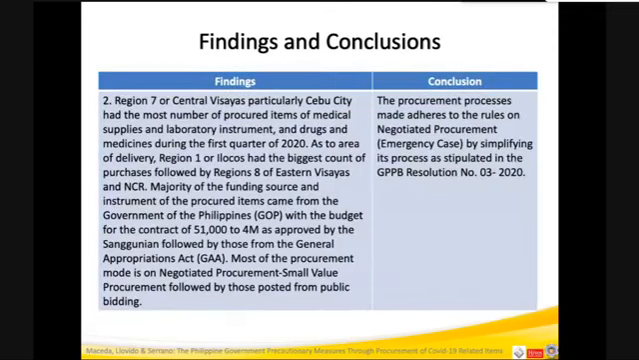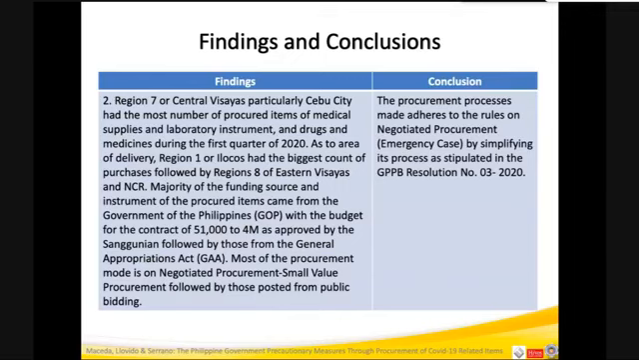For the next one, Region 7 or Central Visayas, particularly Cebu City, had the most number of procured items of medical supplies and laboratory instruments and drugs and medicines during the first quarter of 2020. As to area of delivery, Region 1 or Ilocos had the biggest count of purchases, followed by Region 8 of Eastern Samar or Eastern Visayas and NCR.